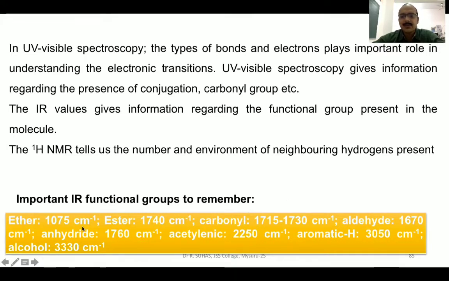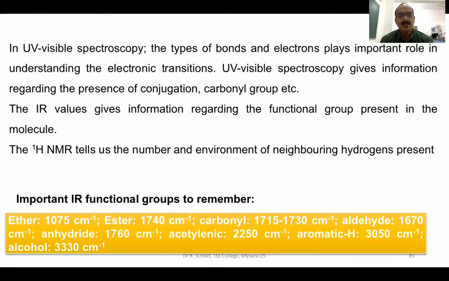The next intermediate is the anhydride, or you can say it comes as the highest in the carbonyl function, 1760 centimeter inverse. If it is acetylenic, that is C triple bond C, then it will be having around 2250 centimeter inverse. If there is aromatic CH stretching or aromatic proton, then it will be around 3050 centimeter inverse. And if it is alcoholic group, then you will have a peak around 3330 centimeter inverse.